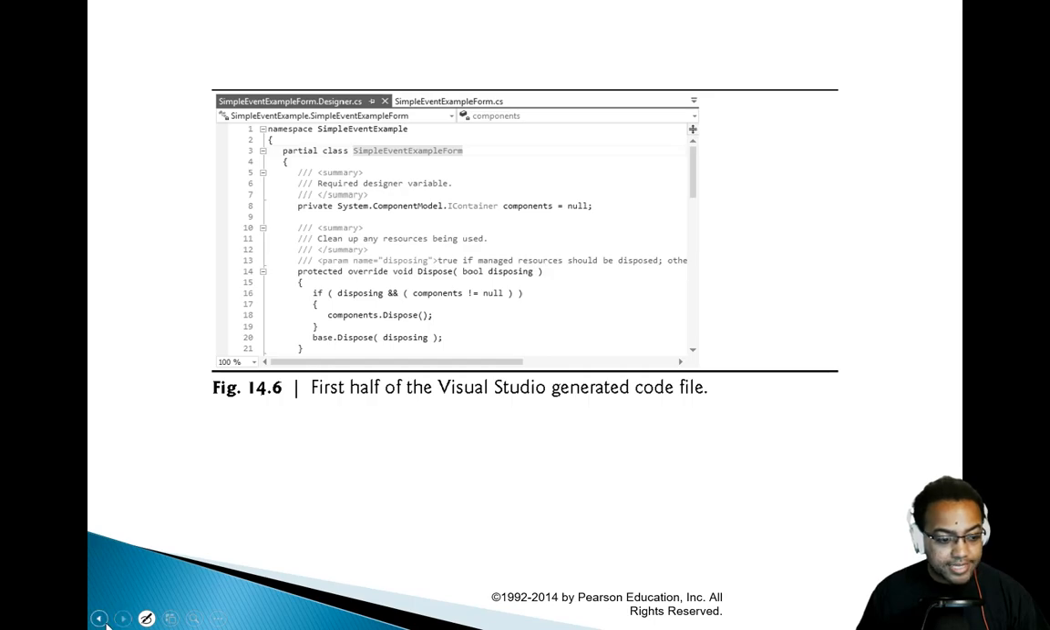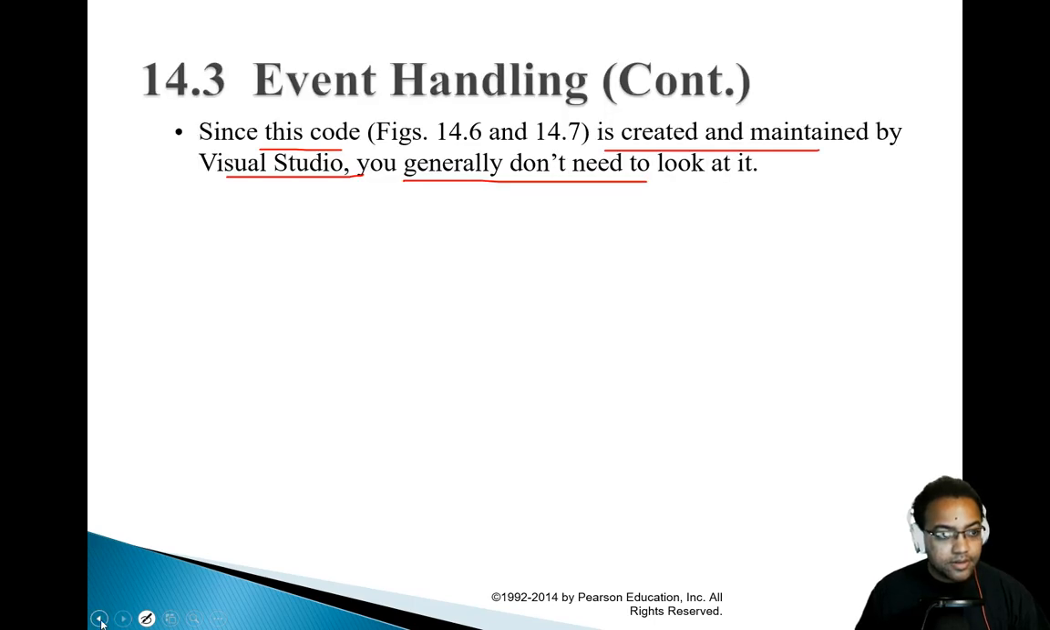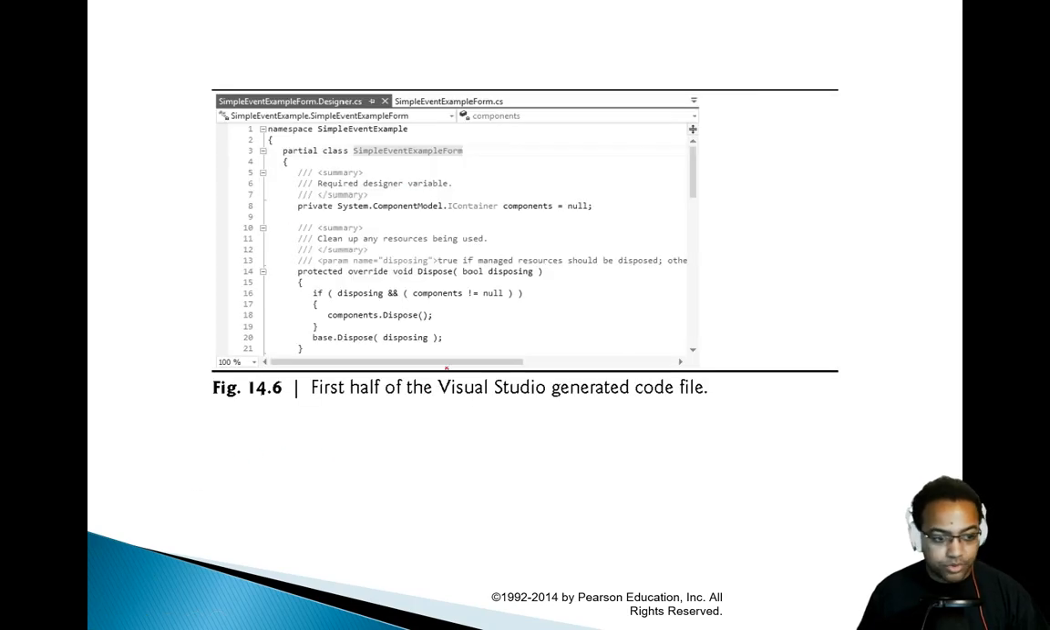Now that we went over that, since this code is created and maintained by Visual Studio, you don't necessarily need to look at it. I would suggest you look at it. It's very important to look at. Now, dispose means exactly what you see here. It disposes of the object that you were using. And that's very important when you want to do memory buffering, when you want to be cognizant of the amount of memory that you're consuming.